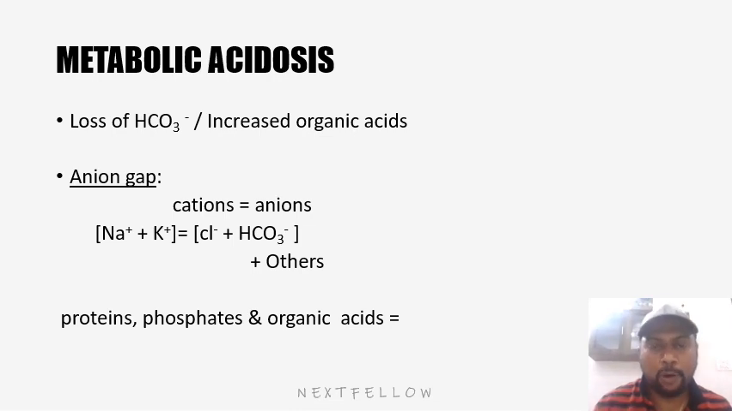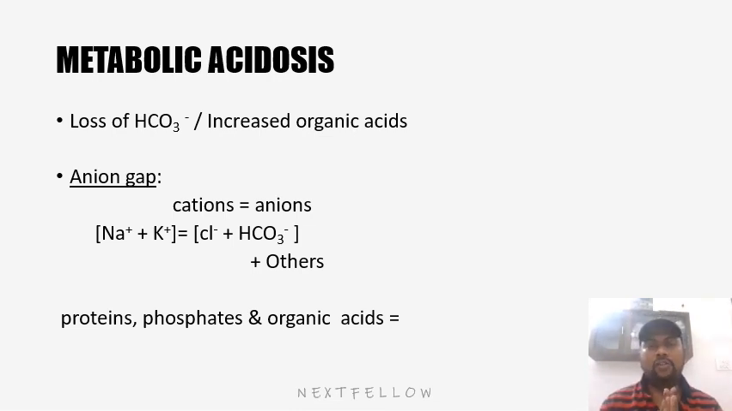One of the important components of the anion gap is organic acid. Initially I said metabolic acidosis can happen either due to loss of bicarbonate or due to increased organic acid. If it is due to increased organic acid, which is a component of the anion gap, the anion gap will also increase. Such a disorder is called high anion gap metabolic acidosis. On the other hand, if the metabolic acidosis happens due to loss of bicarbonate, it will not affect the anion gap. That is called normal anion gap metabolic acidosis.